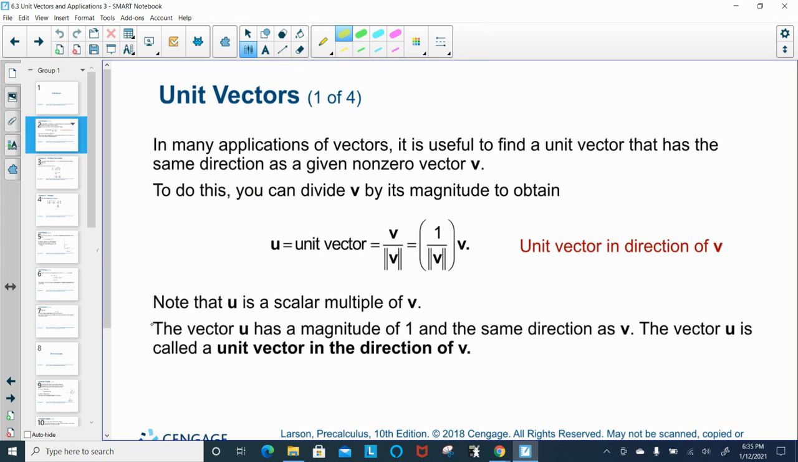Very simply stated, a unit vector has a magnitude or length of 1. In order to figure out a unit vector in the same direction as an existing vector, we divide the existing vector by its magnitude, and that produces a unit vector in the direction of the existing vector.